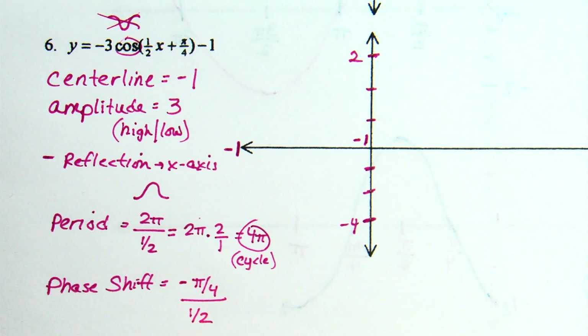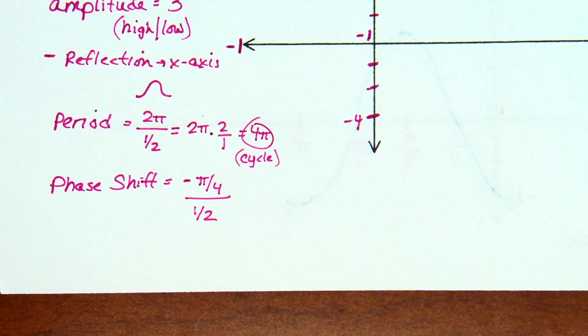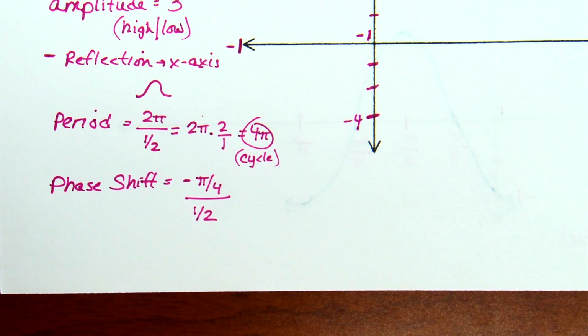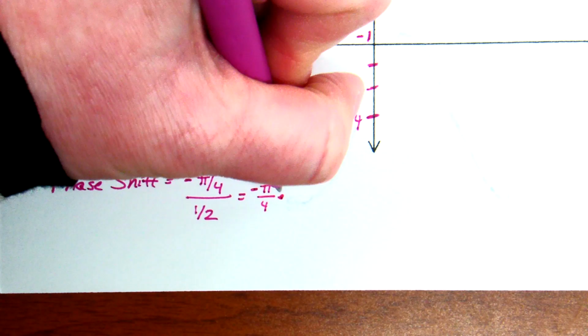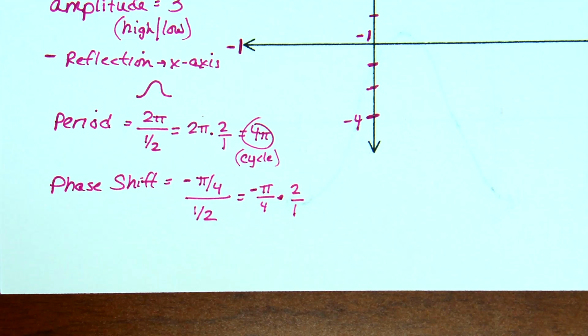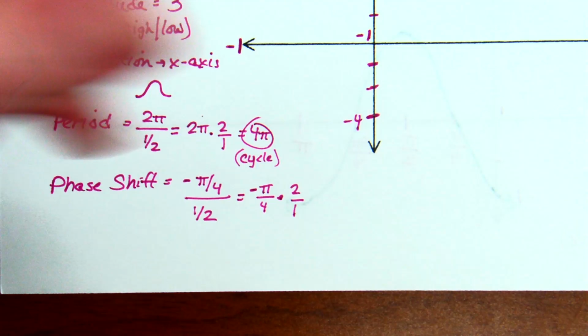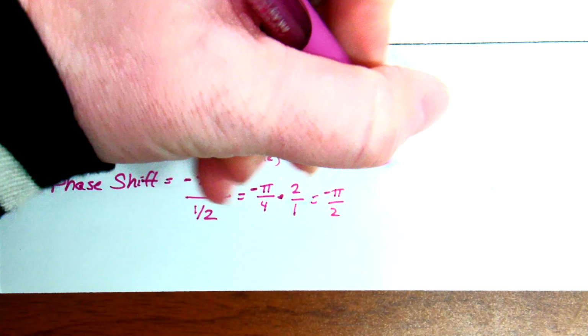Well, didn't we just divide by a fraction a moment ago? So divide by a fraction again. It's going to be negative pi over 4. Dividing by 1/2 is multiplying by 2 over 1. So that is negative 2 pi over 4, which is going to reduce to negative pi over 2. And since it's negative, that means we will be moving left.